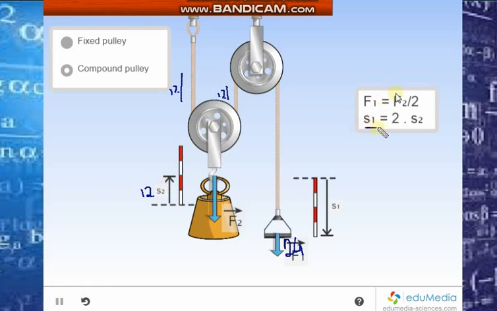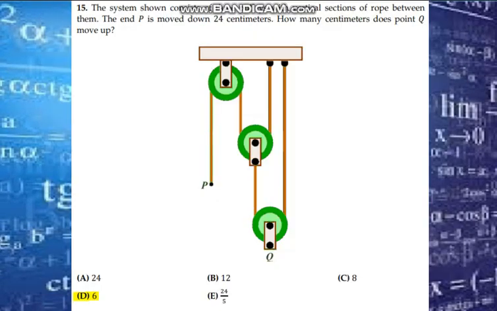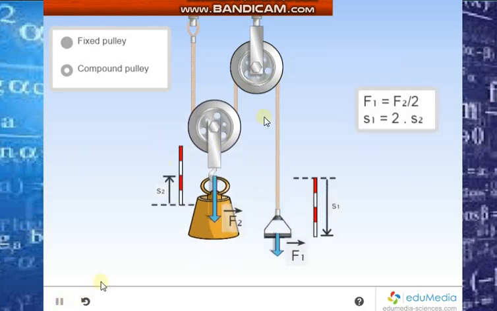Now let's look at this formula. The distance S1, that's 24 here, is 2 times the distance S2. And that's 2 times 12. And so that proves our working in this question. So let me show you this animation again. This moves down and that moves up by half the distance.